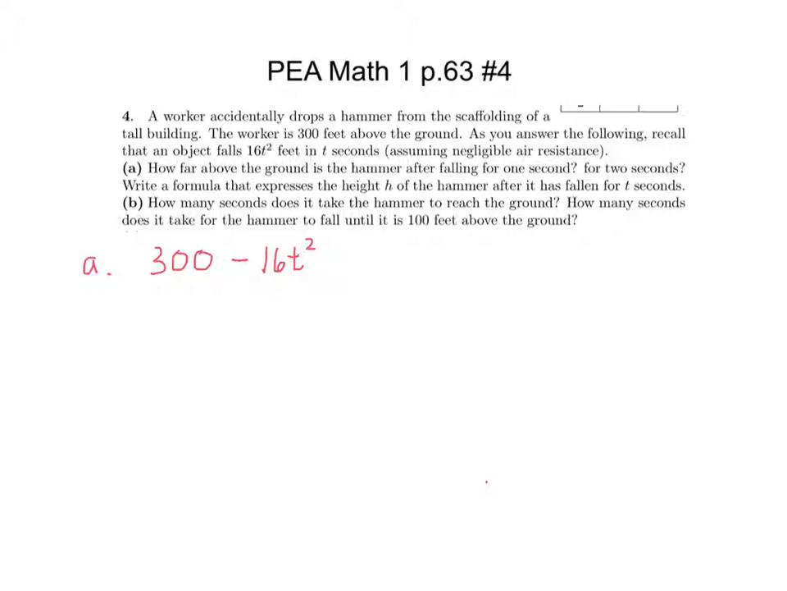If you subtract that from the 300, we'll have how high above the ground it is. So in 1 second, we could just substitute a 1 into our t squared here, and you end up with 300 minus 16 times 1 squared. Well, 1 squared is 1. Times 16 is just 16. So the answer for 1 second would be 284 feet.